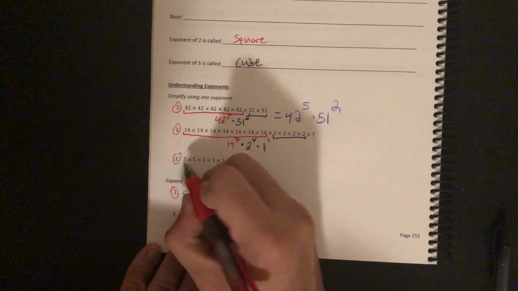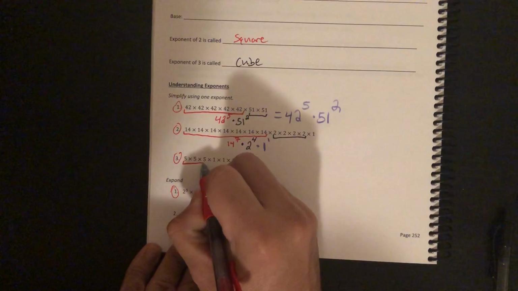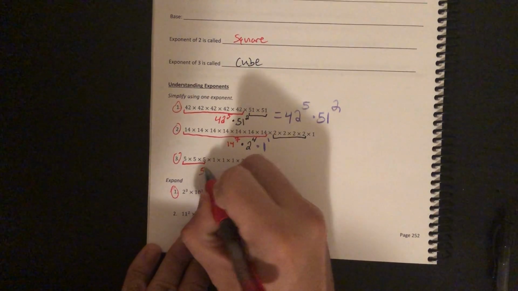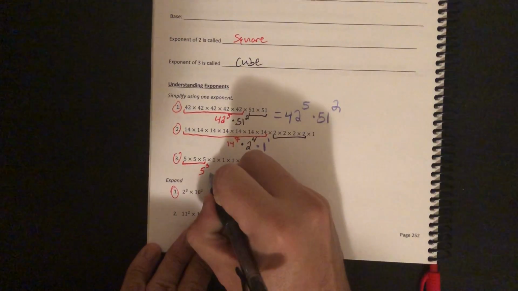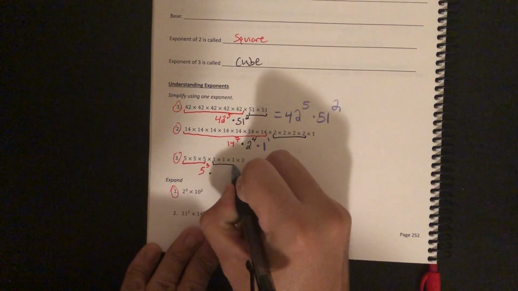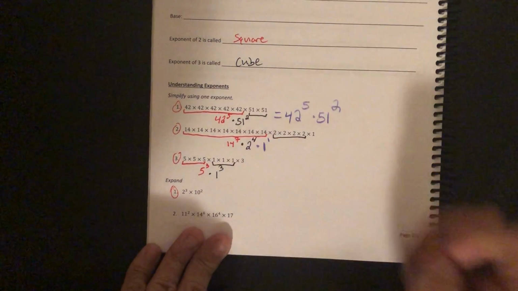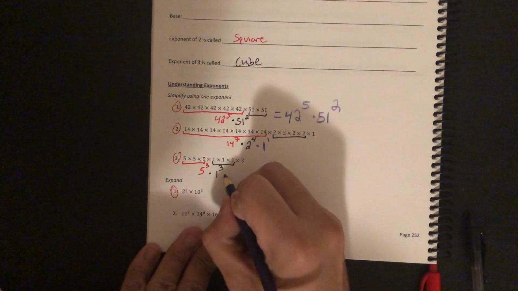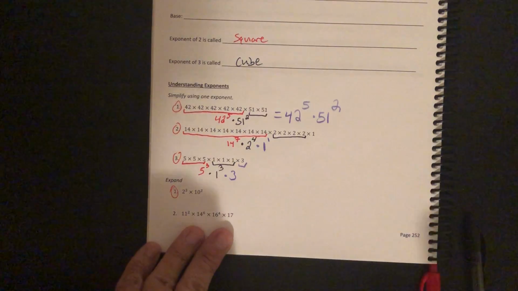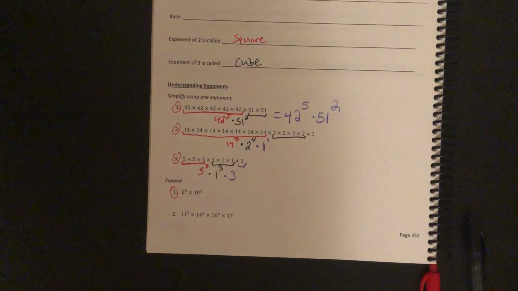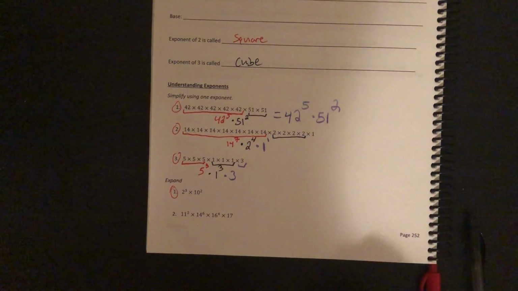Same directions. Instead of writing out 5 3 times, I can say 5 to the power of 3 or 5 cubed times 1 cubed times 3. And remember, I could say 3 to the power of 1, but that really doesn't change because it's implied. So we're just going to leave it like that, okay?